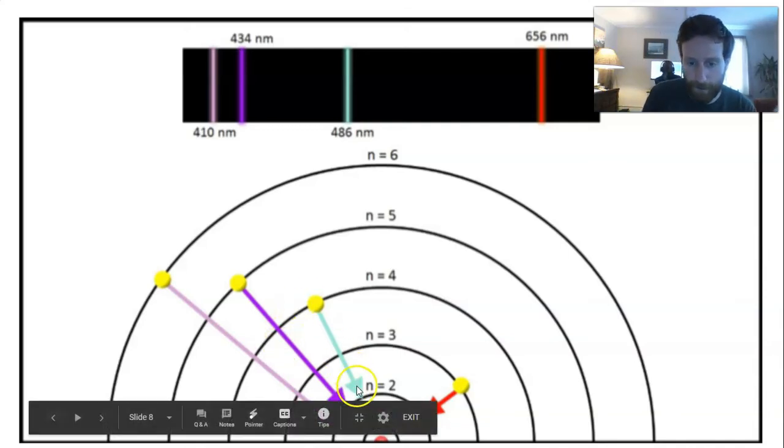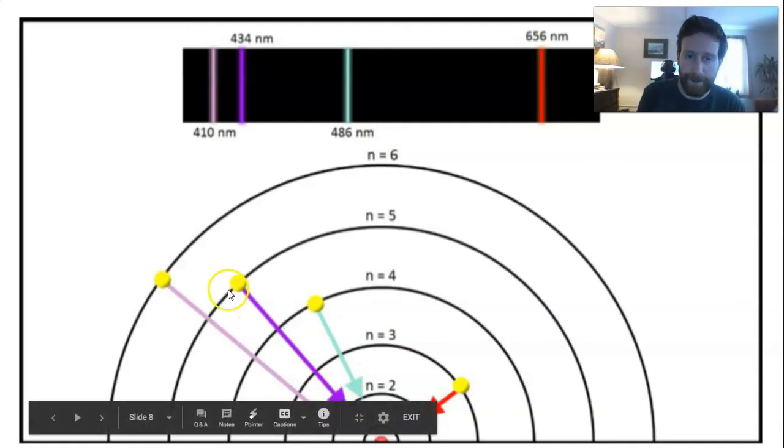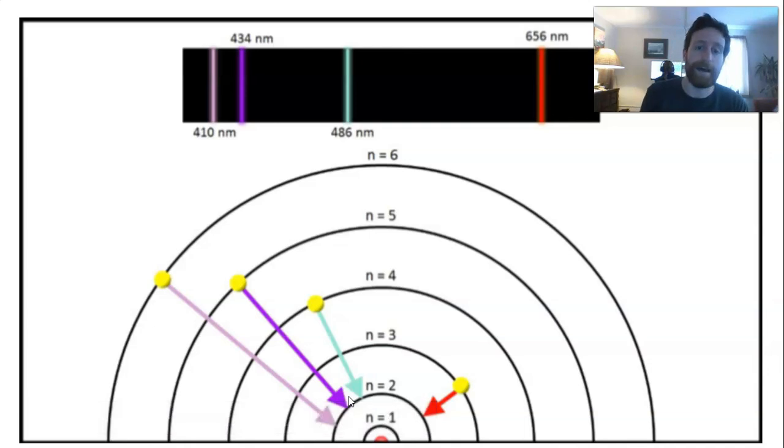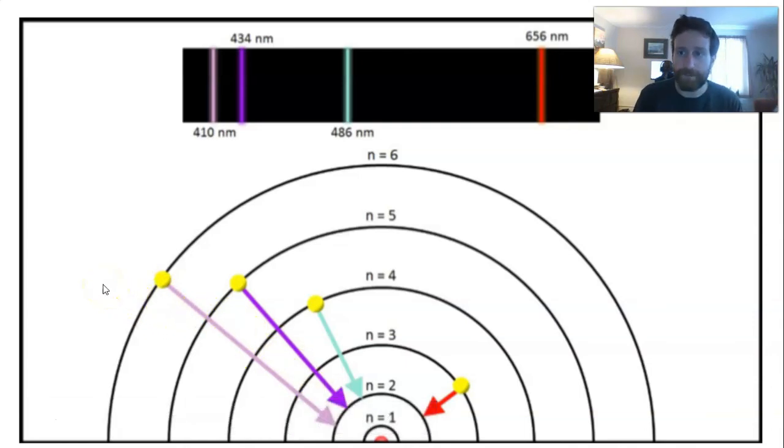To go from n equals 4 to n equals 2 is a higher energy photon because the electron fell a farther distance. We're starting to move towards that purple side of the spectrum. And then n equals 5 to n equals 2 becomes even more purple. And then the highest energy photon given off by hydrogen is when an electron falls from n equals 6 to n equals 2. So it's important to know that there are trillions of these photons being generated when you have a cluster of hydrogen burning.